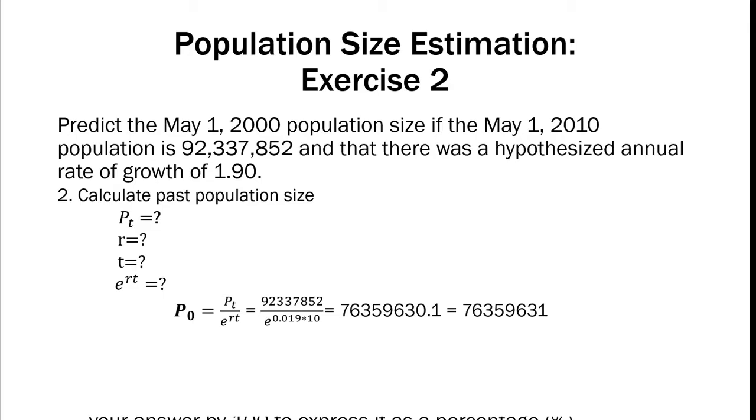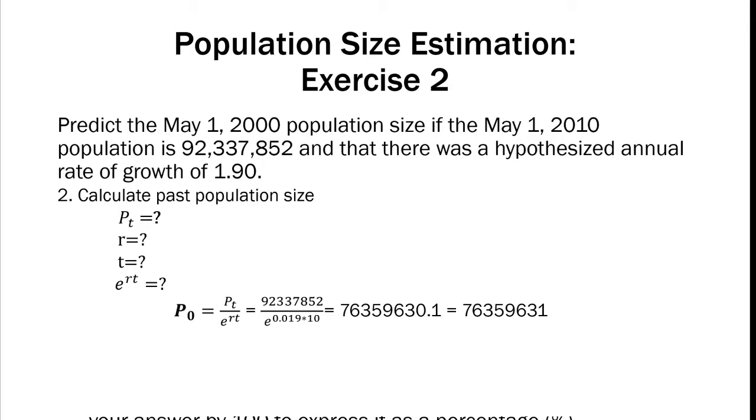We know the other factors of our formula. The next thing that we do, of course, is to substitute the values of these components. If you did this correctly, you should arrive at 76,359,630.1. And as you would remember from the last tip that I gave you, if you're looking for a population size and it has decimal places, what you should do is round it up to the nearest whole number. And that is what happened here, as you can see.